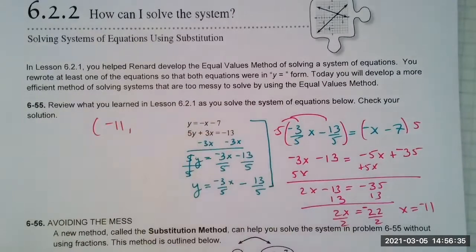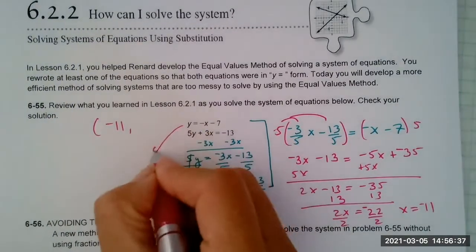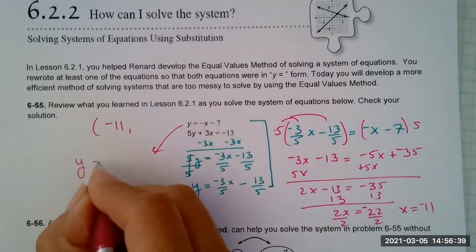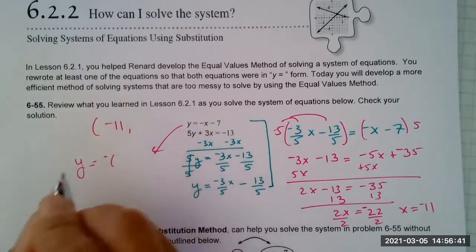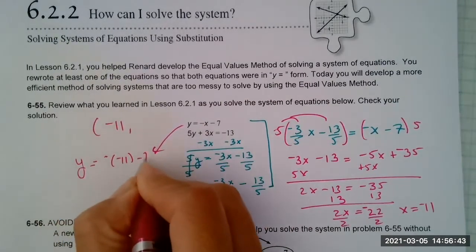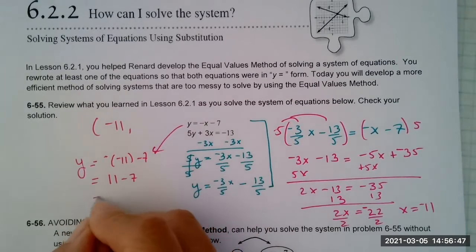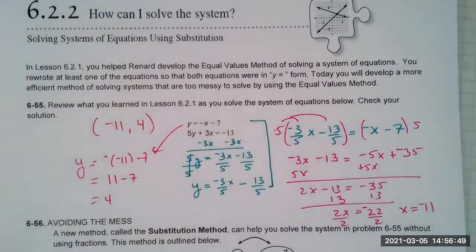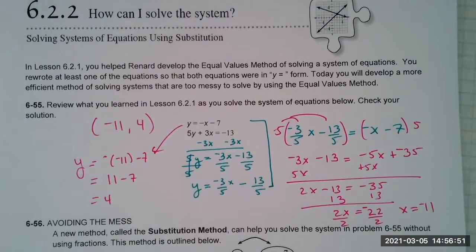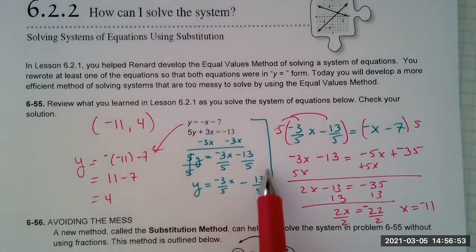So there's my first part. Now to find y, I'm just going to substitute the negative 11 into there. So this is going to be 11 minus 7, which is 4. So there's my answer. But holy cow, what a mess, right? So I wonder if there's another way to solve it. Well, in fact, there is. What I would like you to do is take out a piece of paper for notes.